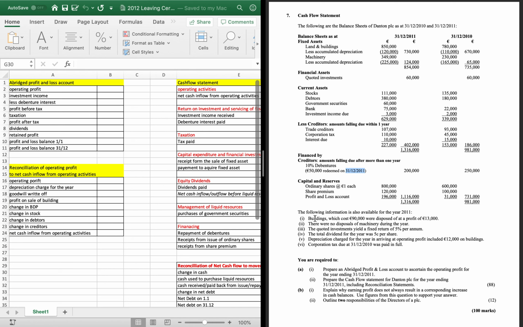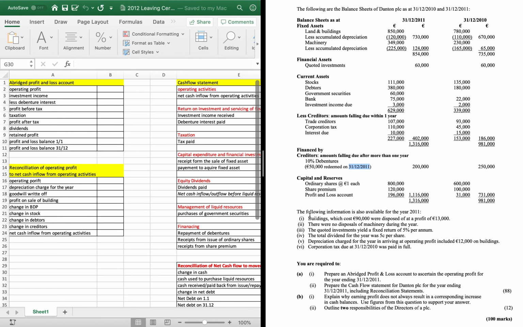So first thing is buildings which cost 90,000 were disposed of for 13,000. So we received 13,000 for the buildings we sold. So we just need to make a note of that. And then buildings which cost 90,000 disposed of.